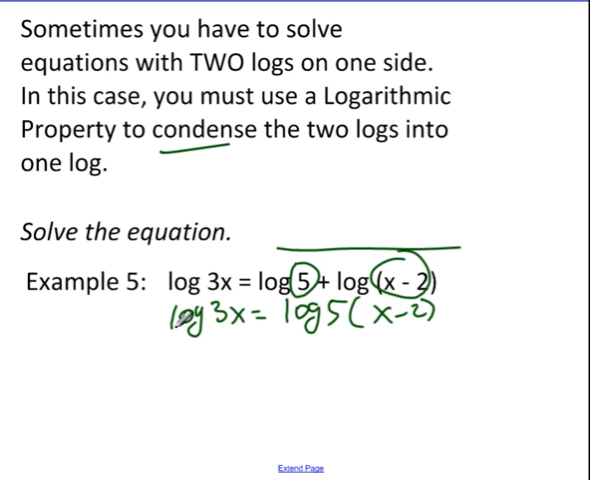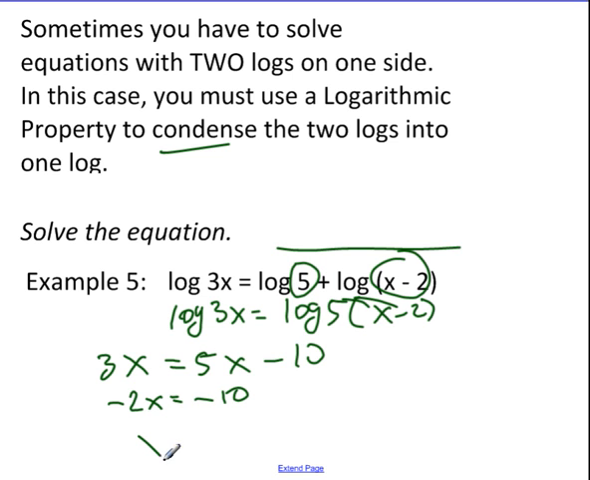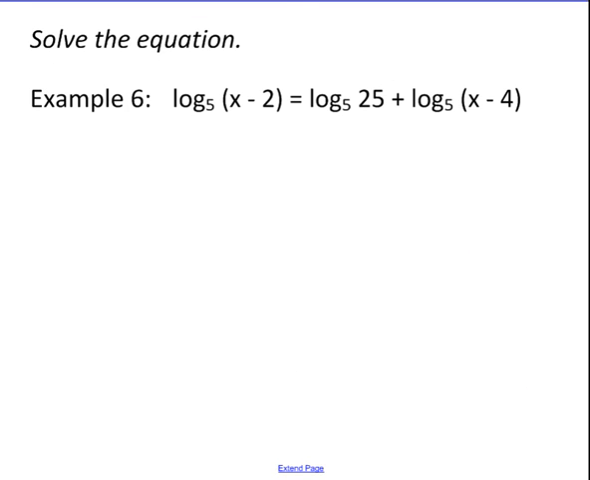Now I can kind of get rid of my logs and just say 3x then equals, I'm going to do my distribution here, 5x minus 10. I'm going to subtract that 5x and get negative 2x here equals negative 10. So x then equals regular old 5. Yeah, fun. I can tell you're excited, you're like, man, I'm totally going to be able to do all this. And you will. It's not that bad.